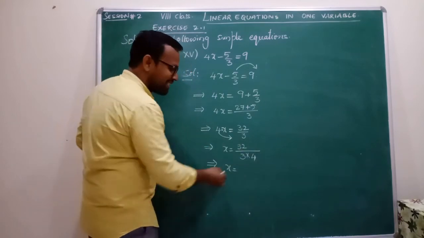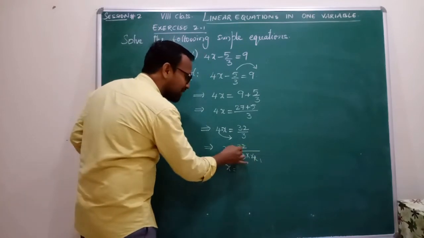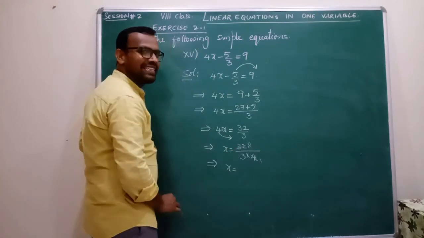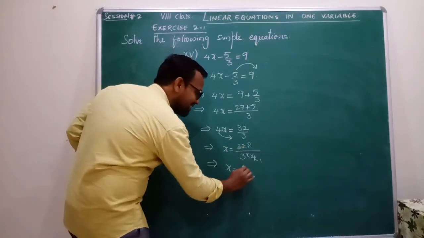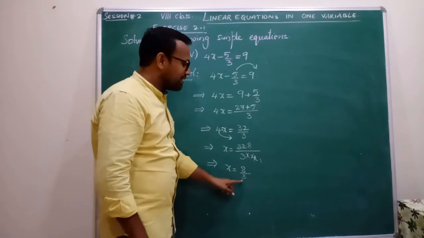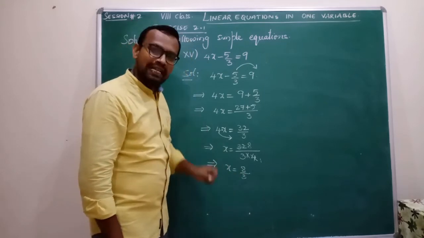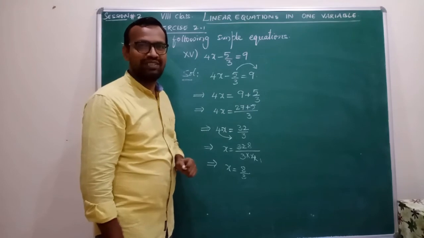Yes, of course. In 4 table, 4 ones are 4 and 4 eights are 32. Now 8 by 3 ones are 3. So 8 by 3 is the value of x. That means this is the solution. Is it the solution of the equation?